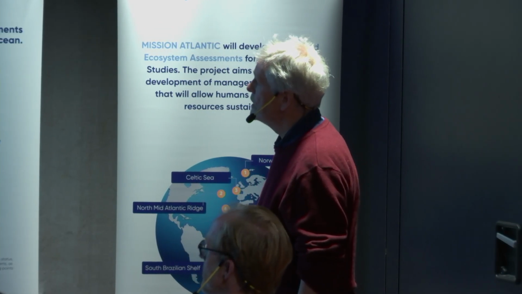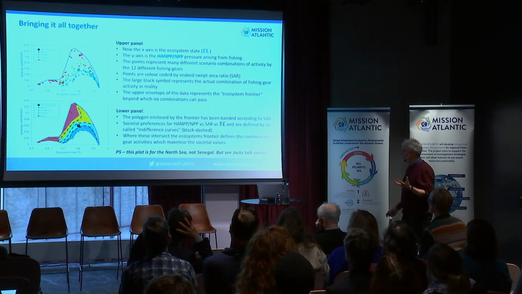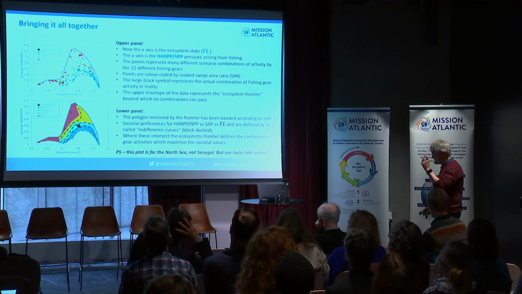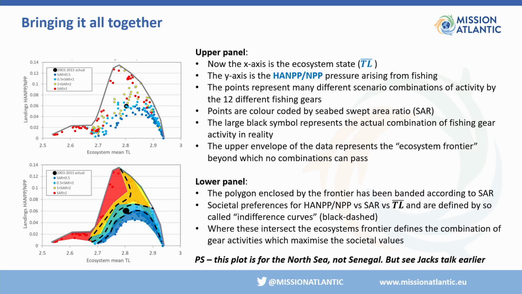So in the lower panel, the polygon enclosed by the frontier has been banded according to swept area ratio by these different colors. The red patch in the lower panel represents areas where, in order to achieve that Han PP yield, you've got to have a lot of seabed swept area, and that's perceived to be a bad thing. So the societal preferences for Han PP to NPP versus swept area ratio versus mean trophic level are defined by what we call indifference curves, the black dashed lines.